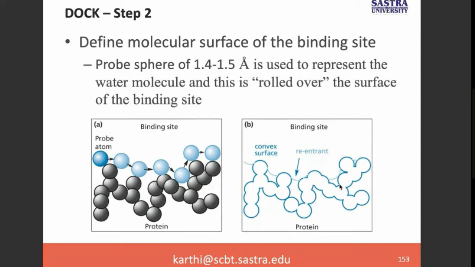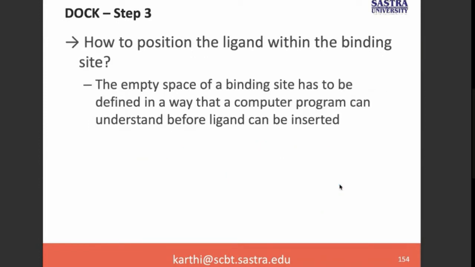But the thing is, how is this information understandable by the computer? We have to make some way that the computer can understand where the binding site is present. So for that, what normally they do is that the empty space of the binding site, the empty space here is the solvent accessible area. So wherever the solvent can go and get in contact, that region is called the empty space of the binding site or the solvent accessible area.